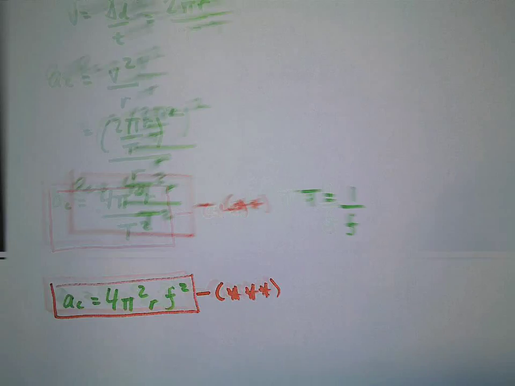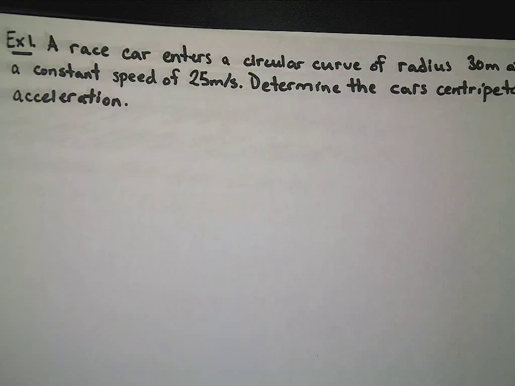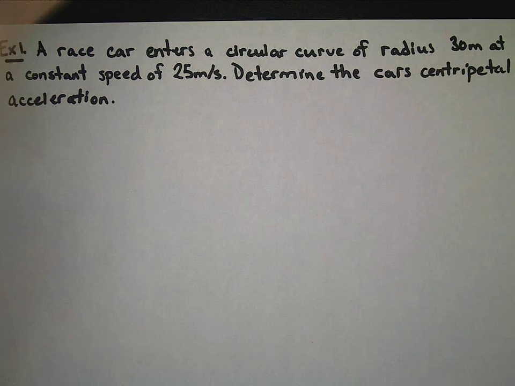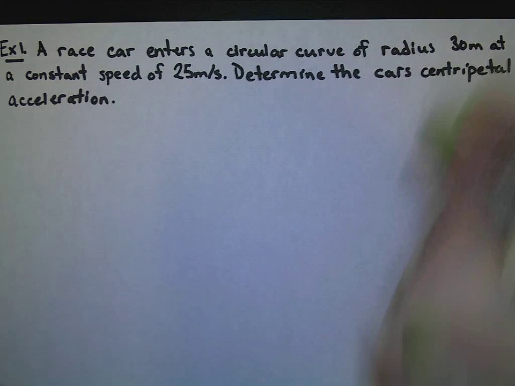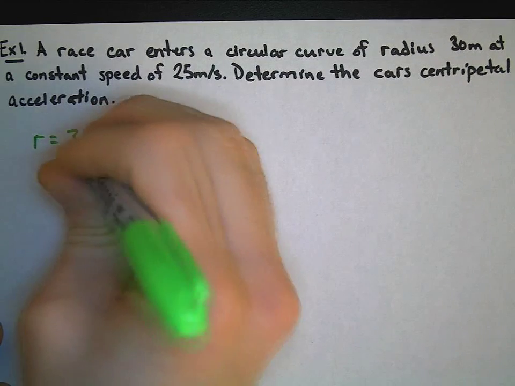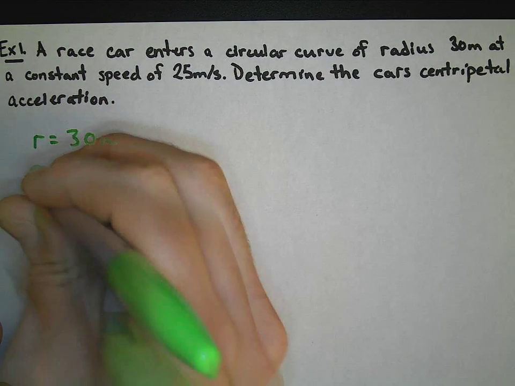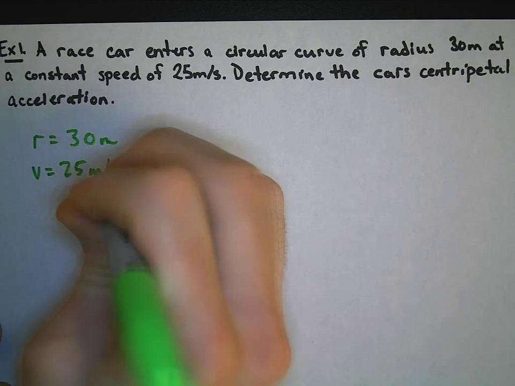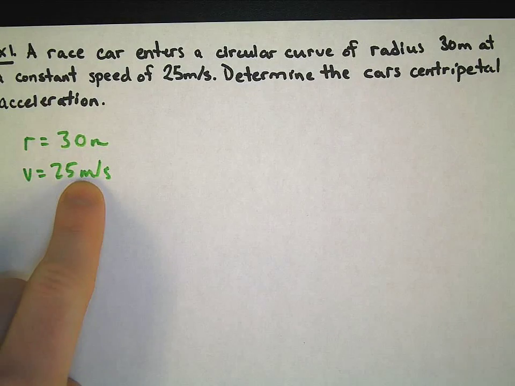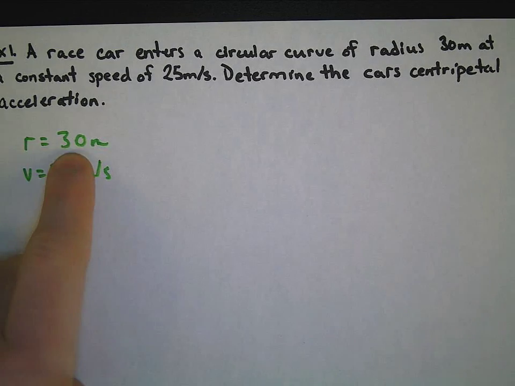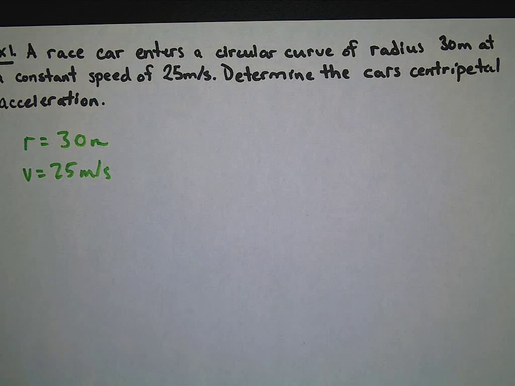So let's say, for example, that you are a race car driver and you enter a circular curve with a radius of 30 meters at a constant speed of 25 meters per second. What's the car's centripetal acceleration? Well, what are we given in this case? We're given radius. We're given a constant speed of 25 meters per second. SI units, speed in meters per second, beautiful. Radius in meters, beautiful. We can easily calculate what our centripetal acceleration would be.